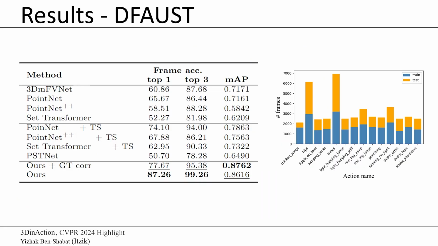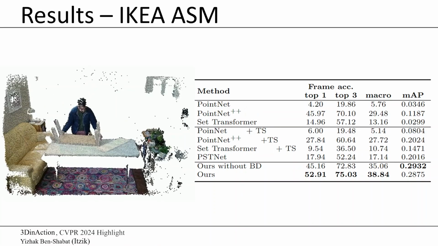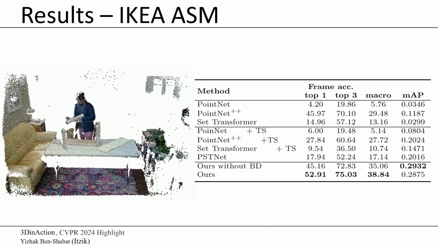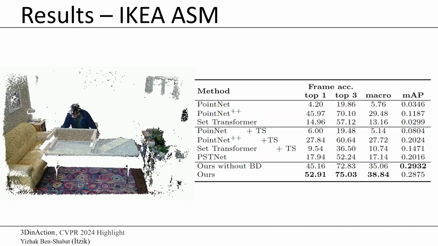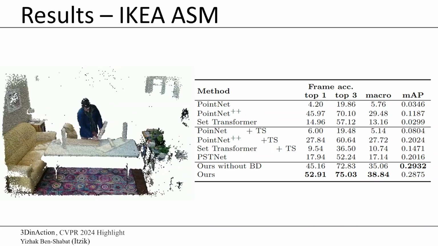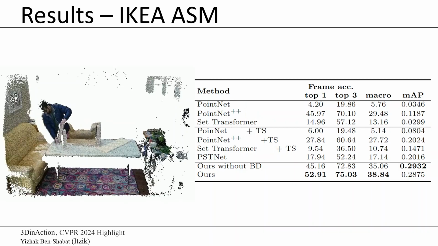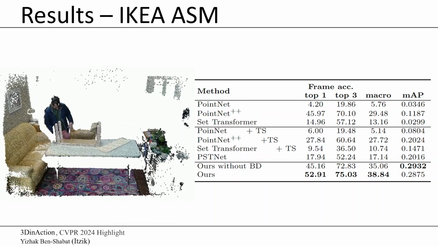We evaluate the performance of our method on several 3D action recognition datasets. This table shows that we achieve state-of-the-art results on the DFAUST dataset. We also achieve state-of-the-art results on the IKEA ASM dataset, but clearly for this dataset there is much more work to be done. This is because this dataset is very challenging because of the noise, the complexity of the actions, and the size of the scenes that include many distractors.